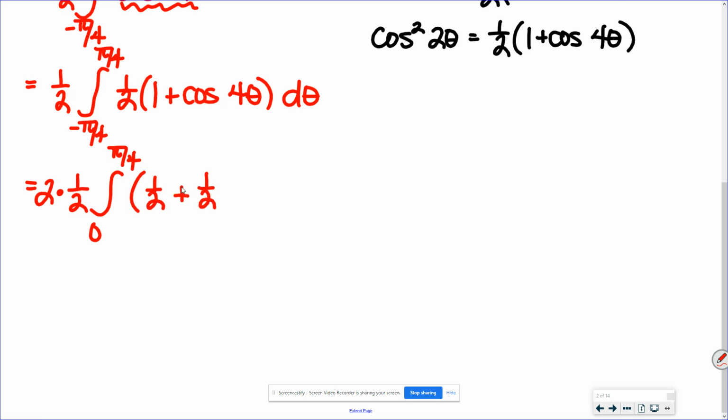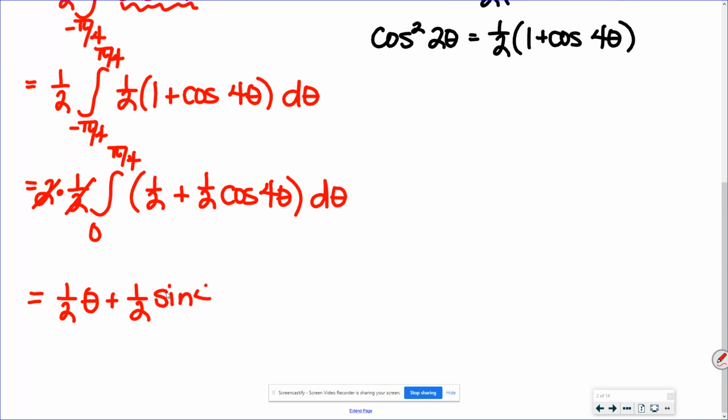I am also going to distribute the 1/2 in the integral. That way I can integrate each thing individually. So we're going to end up with 1/2 theta plus 1/2 sine of 4 theta, and then this you have a baby. You have 4 theta is your baby, so you have to divide by the derivative of baby, which would be the same as multiplying by 1/4. And we are evaluating that from 0 to pi by 4.